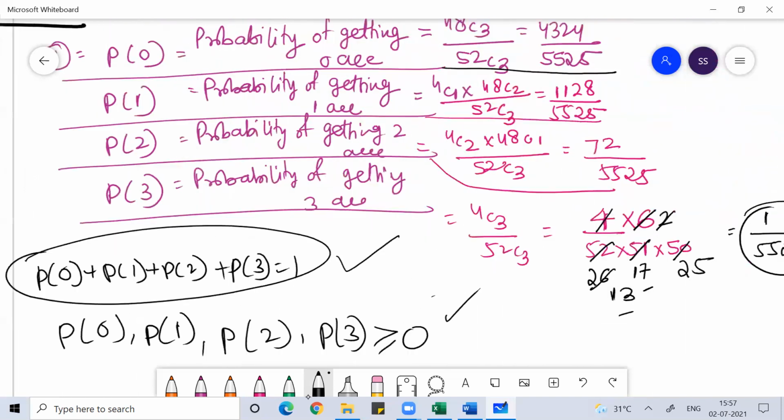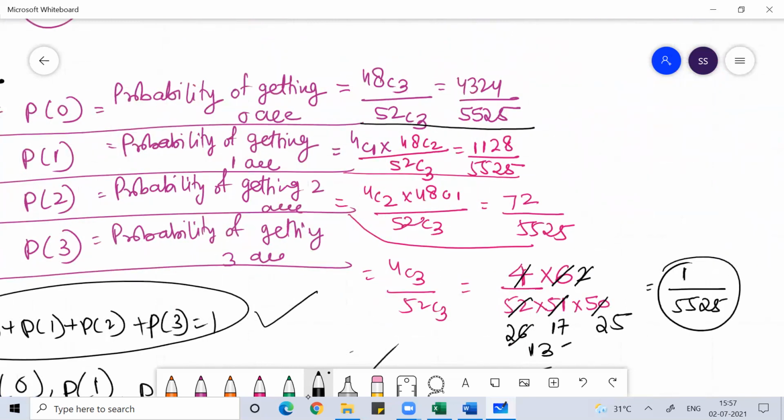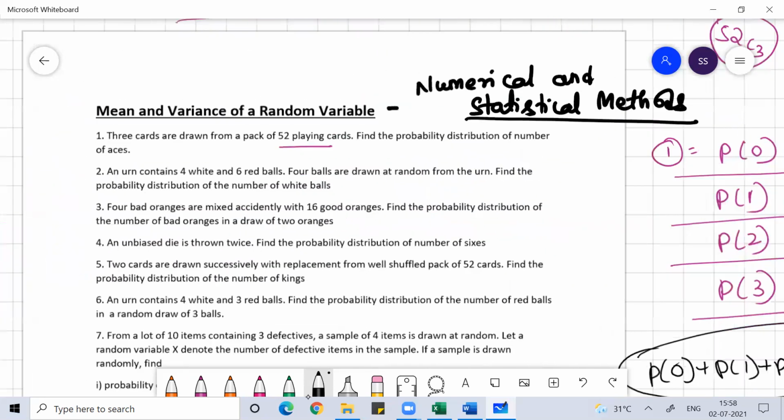Okay, so I hope you understood this. This is very simple. So for probability P0, P1, P2, P3, you just need to find the individual probabilities of getting 0 aces, 1 ace, 2 aces, or all the 3 cards aces. That is what you need to do here. Clear everyone? Any doubt?